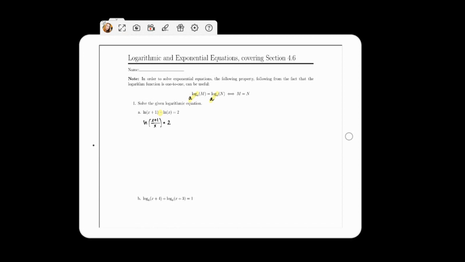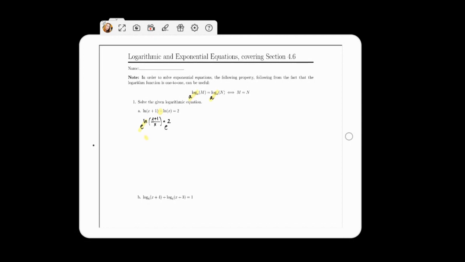Once we have this, then we use the fact that the logarithm function is one-to-one to get rid of the logarithm, or in other words, to get the x out from inside the log by taking the exponential to both sides. Remember, ln is log base e. So by the inverse property, we have cancellation on the left. So on the left side, we have only x plus 1 over x. And on the right-hand side, we have e squared. Not 2, but e squared, because whatever I do on one side of the equation, I have to do on the other side of the equation.